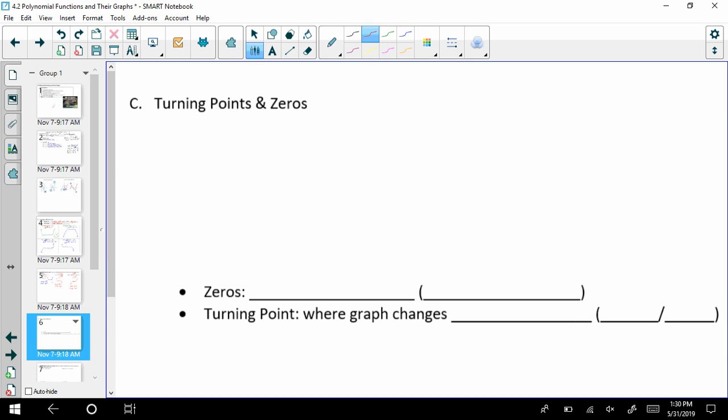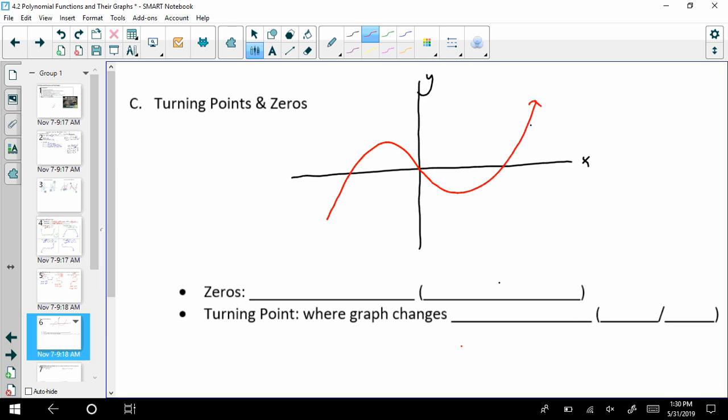There's something called turning points and zeros. I want us to draw a picture here of a polynomial. So let's say we have our xy axis. And let's say my polynomial did something like this. So when I ask for the zeros, in math, a zero is another term for an x-intercept. And actually, I have a blank down here for it, I guess.